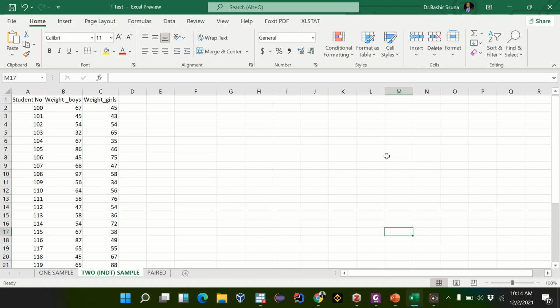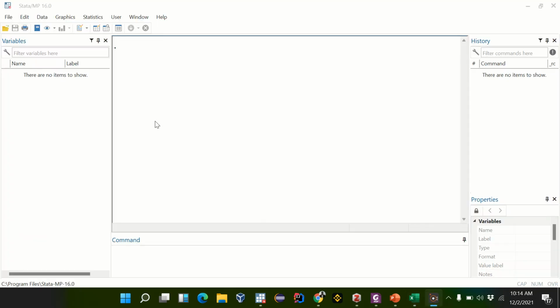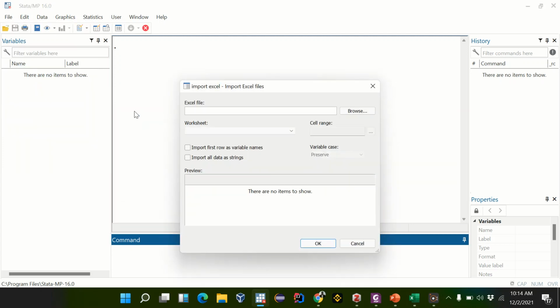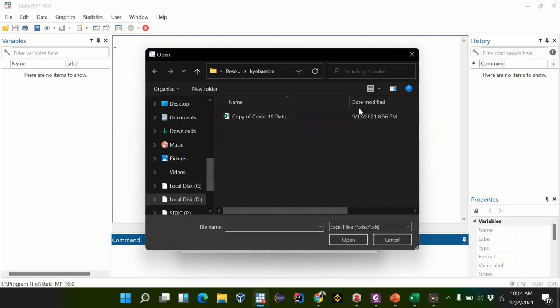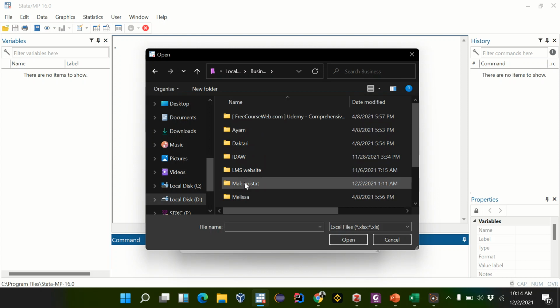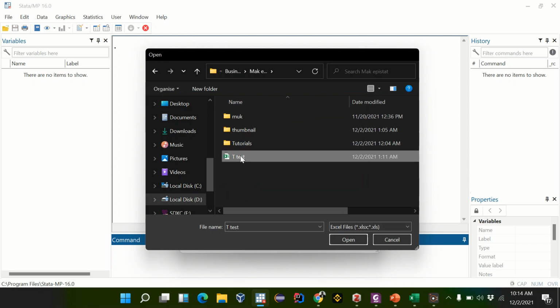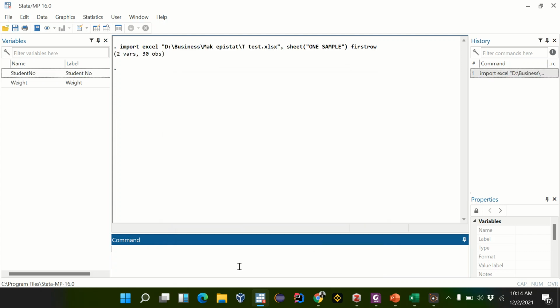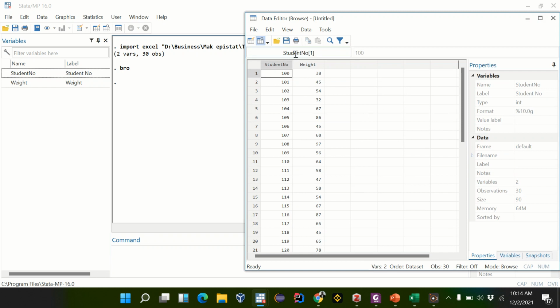Let's do it in Stata. So this is Stata. We shall first import this Excel and look at the data. Yes, we are going to start with one sample. We shall import the first row as variable names. We have student number and weight. When we browse, we can look at it, student number and weight.